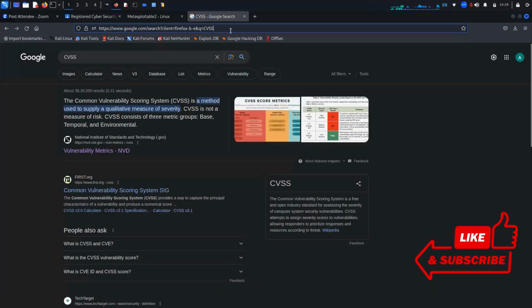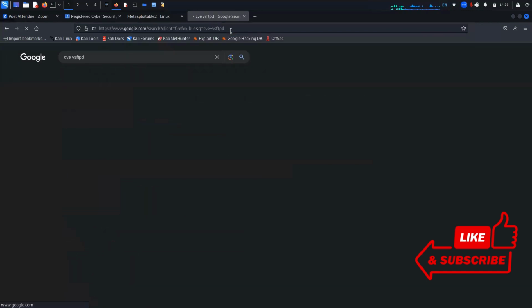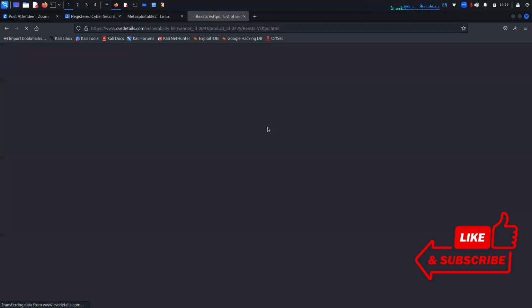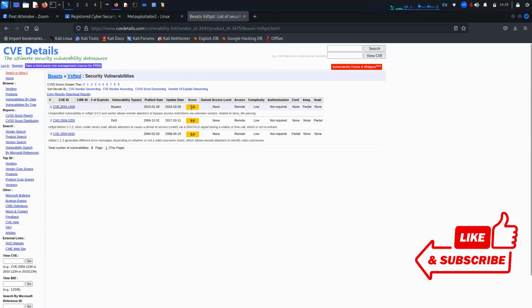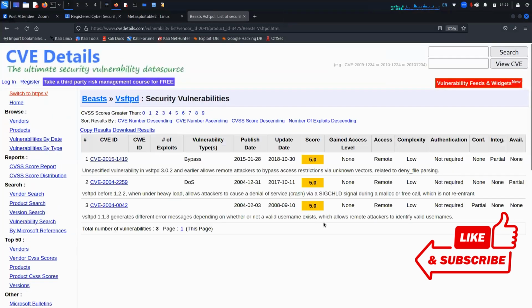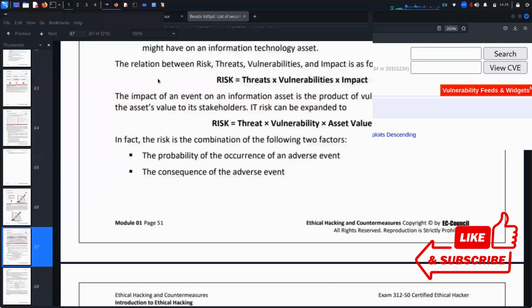For example, if I see the CVE for vsFTPd, this is a common vulnerability. Each vulnerability is going to have a page like this on CVE Details, and each vulnerability is going to have a score as well, right? So see, score 5, score 5, score 5. This goes from 1 to 10. Higher the score, the riskier it is.